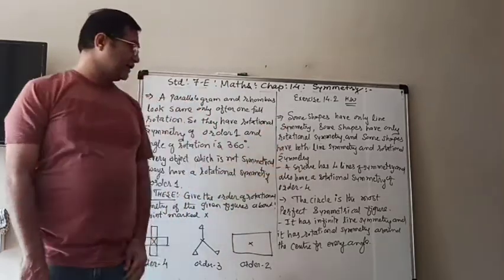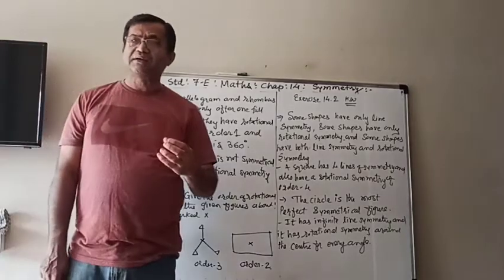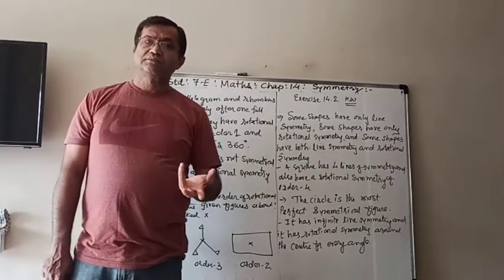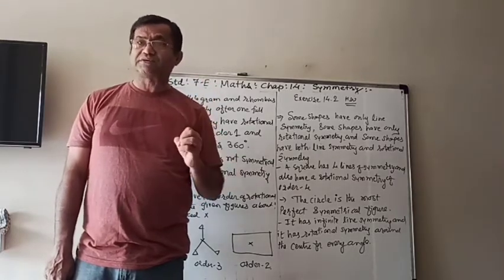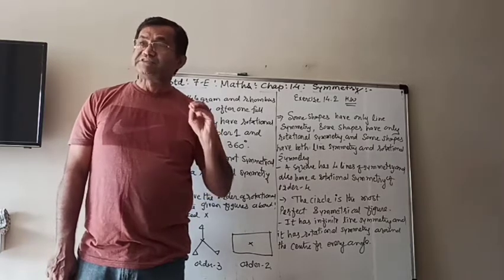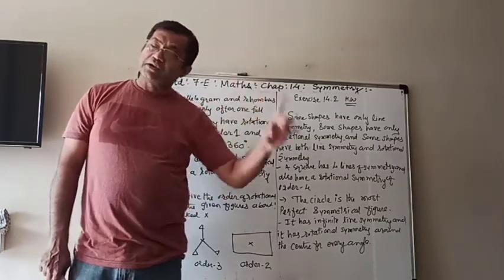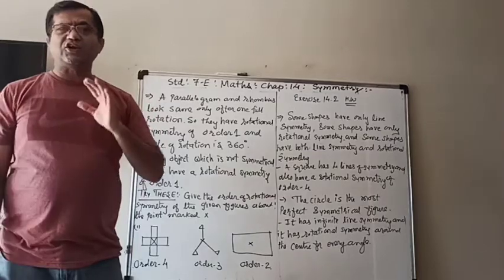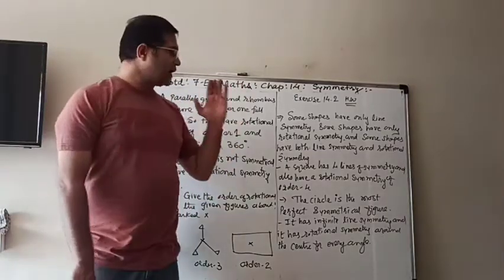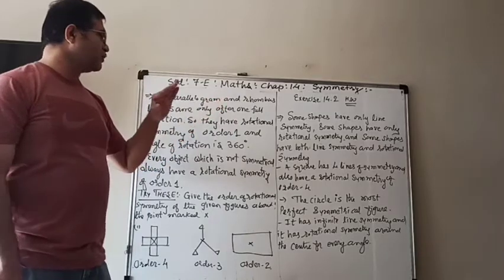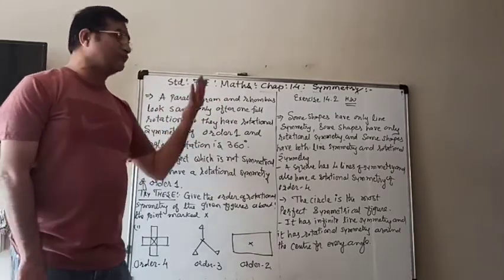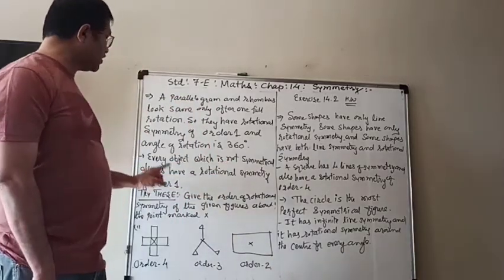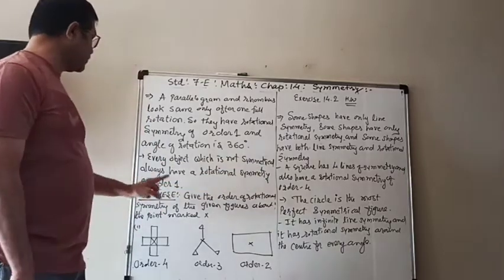Rhombus, parallelogram, and if you take any other, like a trapezium also. In fact, every object which is not symmetrical will also have rotational symmetry of order 1. Therefore, we are not worried about those shapes, but we are worried about the others which have more than one order: order 2, 3, 4, etc. So, every object which is not symmetrical always has a rotational symmetry of order 1.